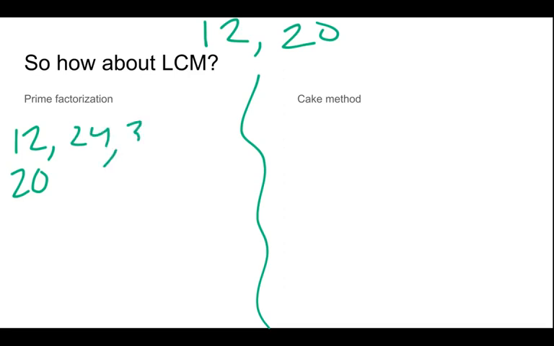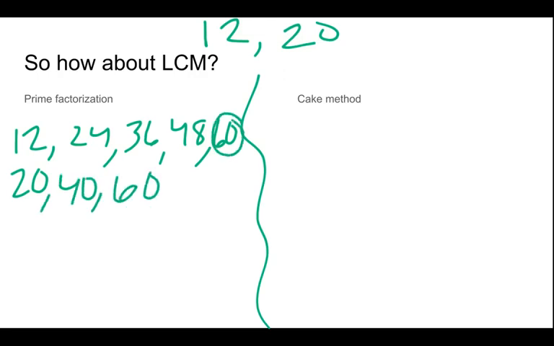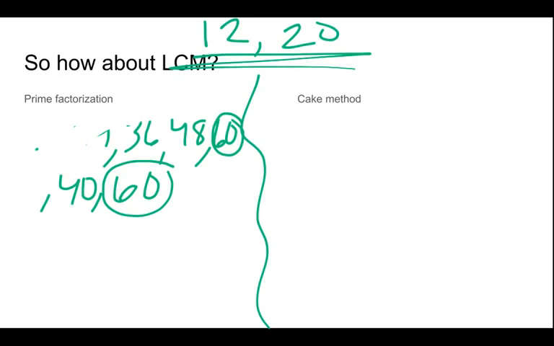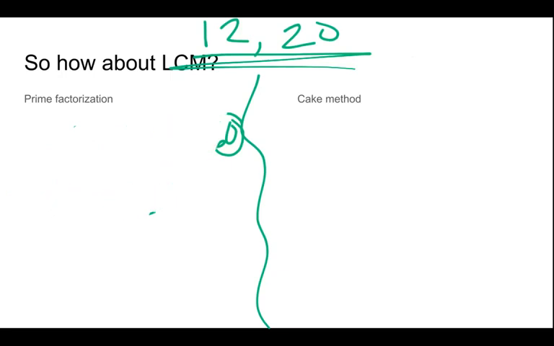So I could list 12, 24, 36, 48, 60, and then do 40, 60, and now notice that the first number I hit that's the same is 60. That's great. But when you get bigger numbers than 12 and 20, say I had 125 and 300, I could be sitting here all day trying to figure out what the LCM is. So there are some easier methods to figure out the LCM rather than actually counting up the multiples. But please realize that that is a valid method. It just may take you a long time.